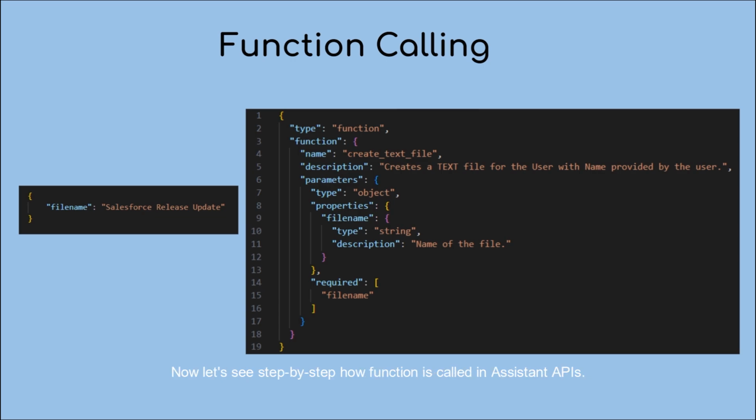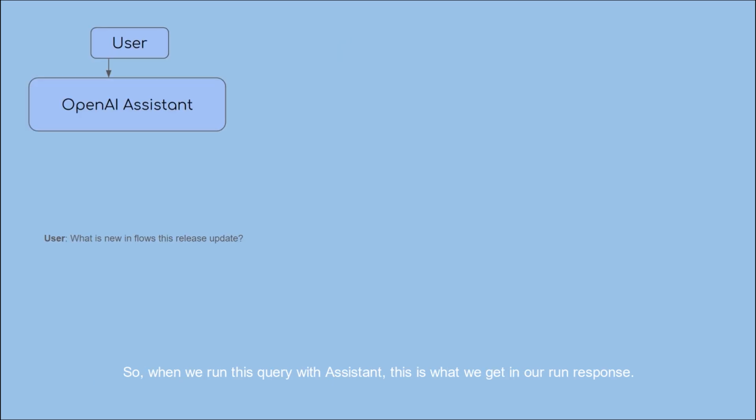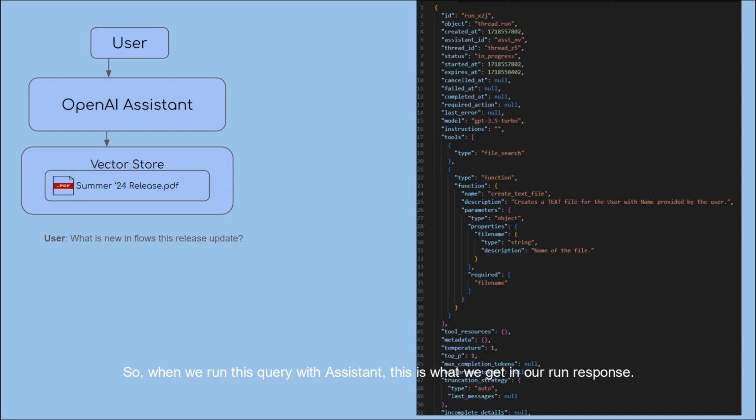Now let's see step by step how a function is called in Assistant APIs. For this demo purpose, I've uploaded a PDF file that has the latest release updates of Salesforce. So when we run this query with the assistant, this is what we get in our run response. If you look at the response, the required action is null. That means no function was called.